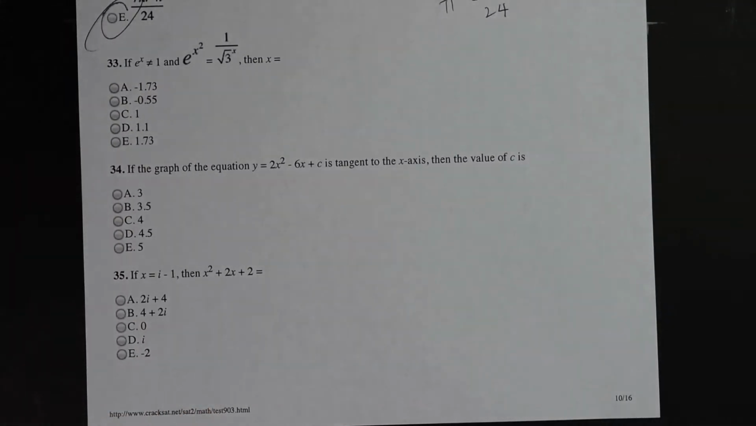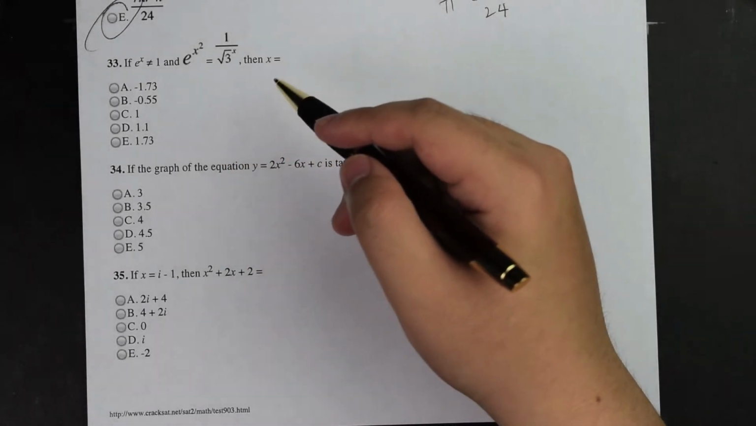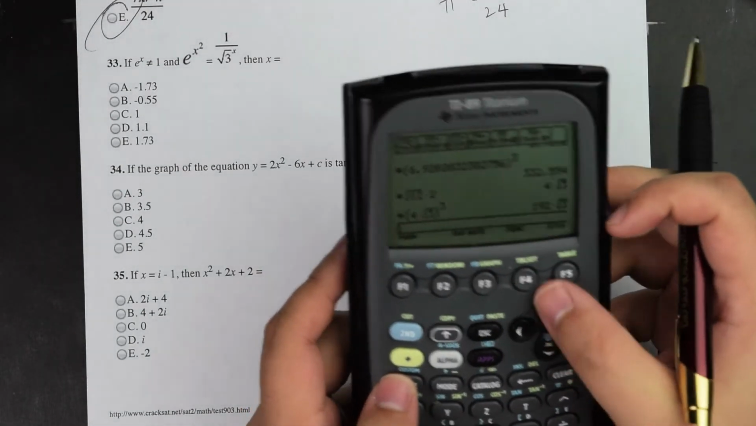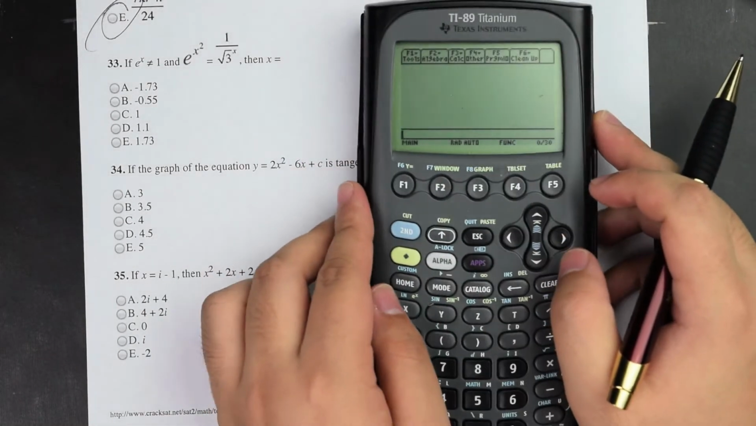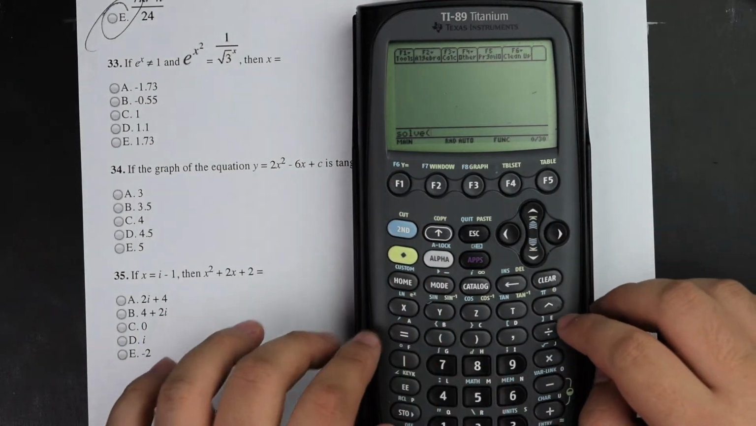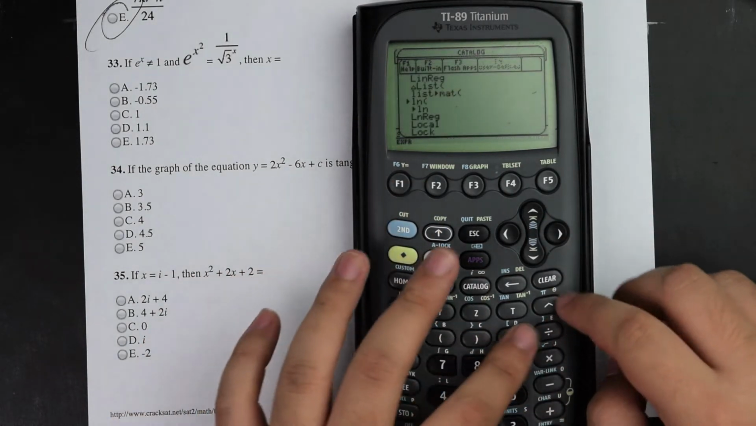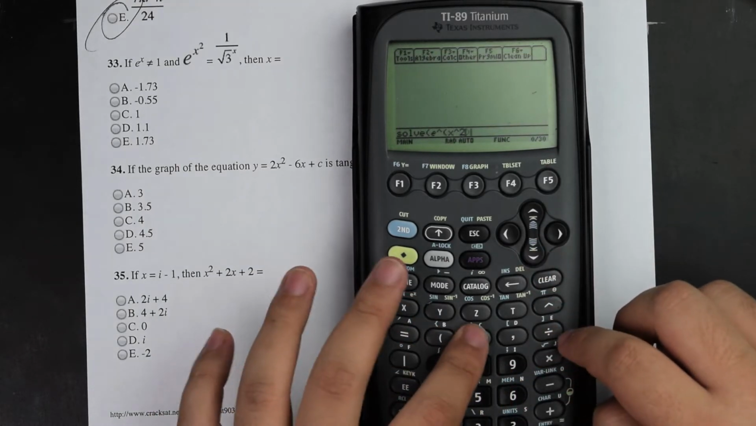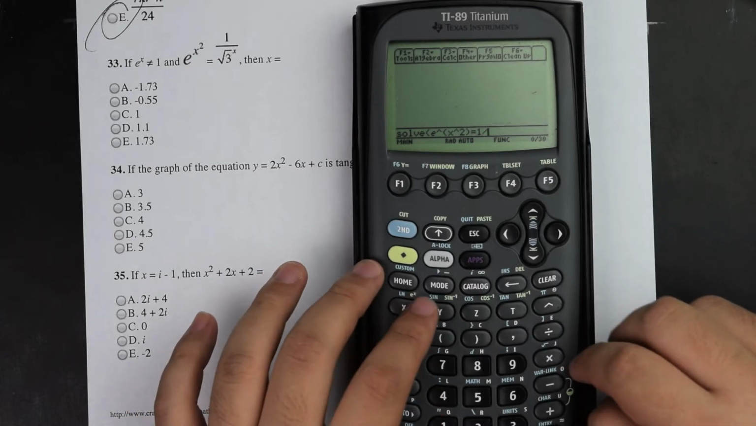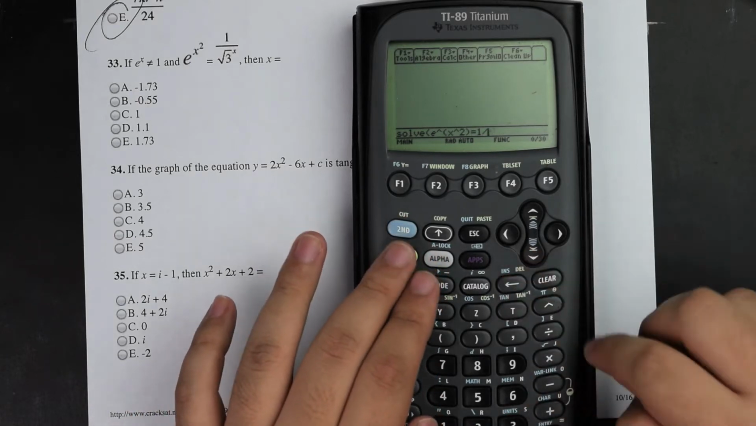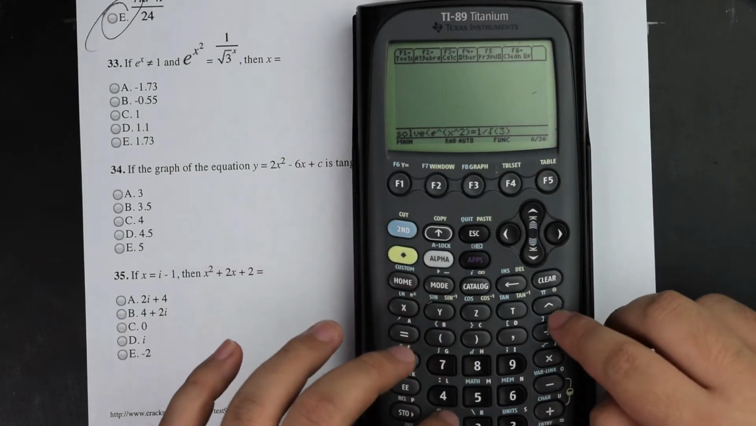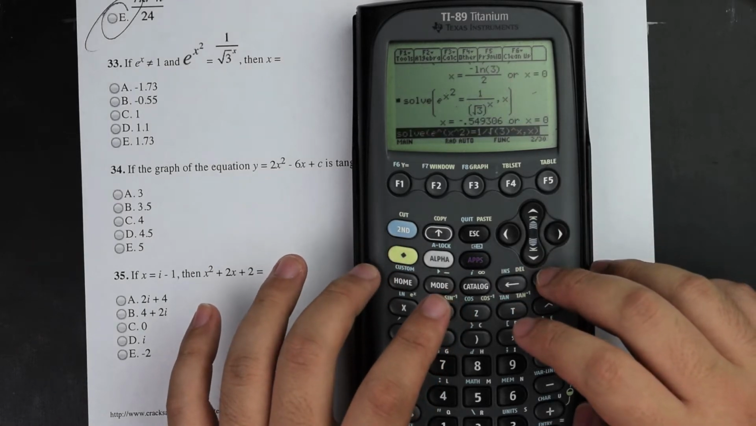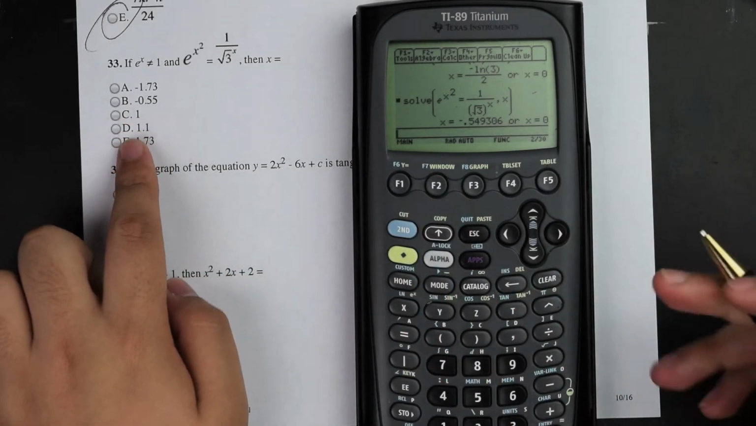So number 33. If e to the x does not equal to 1, e squared. Okay. So for this question, number 33, I'm actually going to just do this on the calculator because it makes it a little easier for me. So I'm going to do solve, catalog, e to x squared equals 1 divided by square root 3 to the power of x, comma x. So my final answer is going to be B.